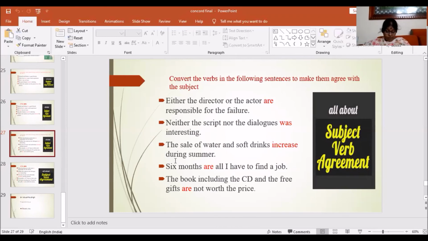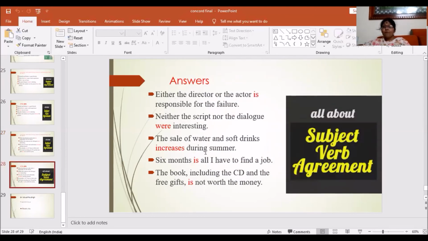The sale of water and soft drink increased during summer. What should your answer be? The sale of water and soft drink increases during summer, right?